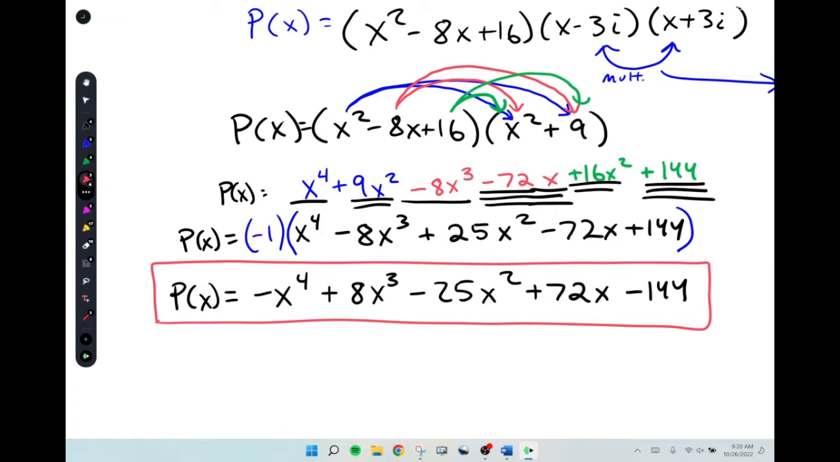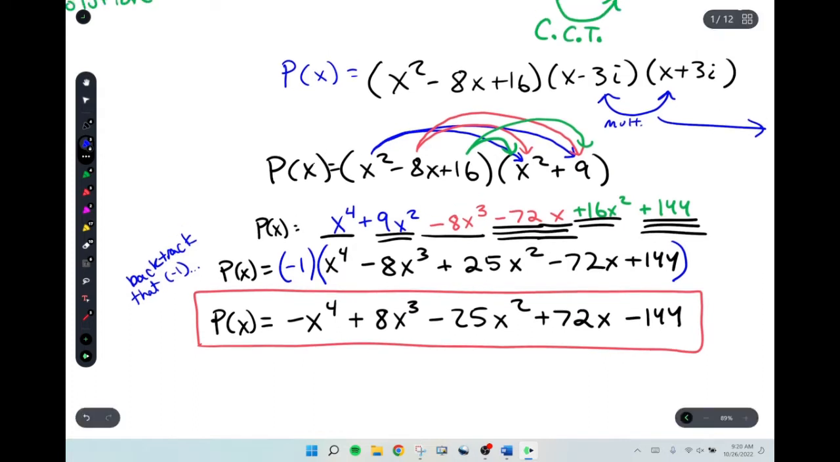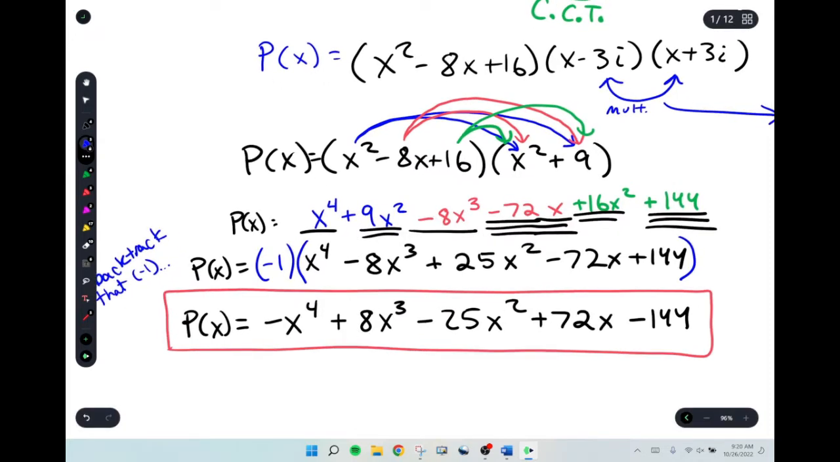If this was on the test, it would be on the free response section, and it would be one of the 3 problems, or one of the 2 problems. So then to be safe and fair, I should backtrack through that -1. Not that the answer changes, but P of x doesn't actually equal all this stuff that I said. This isn't P of x. This is P of x without that -1 being applied to it.